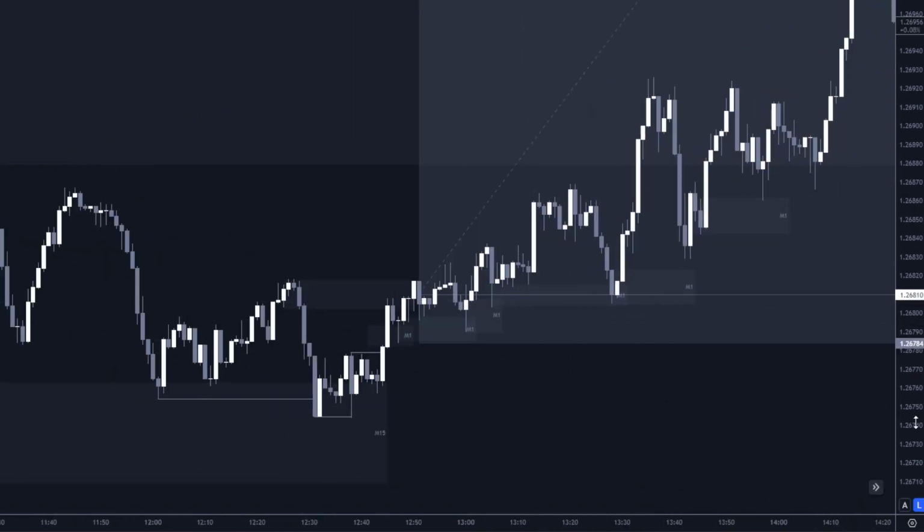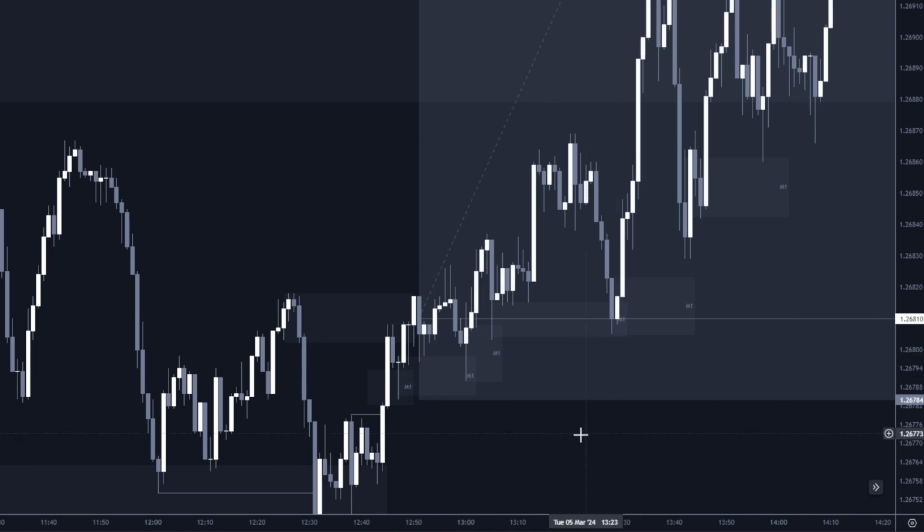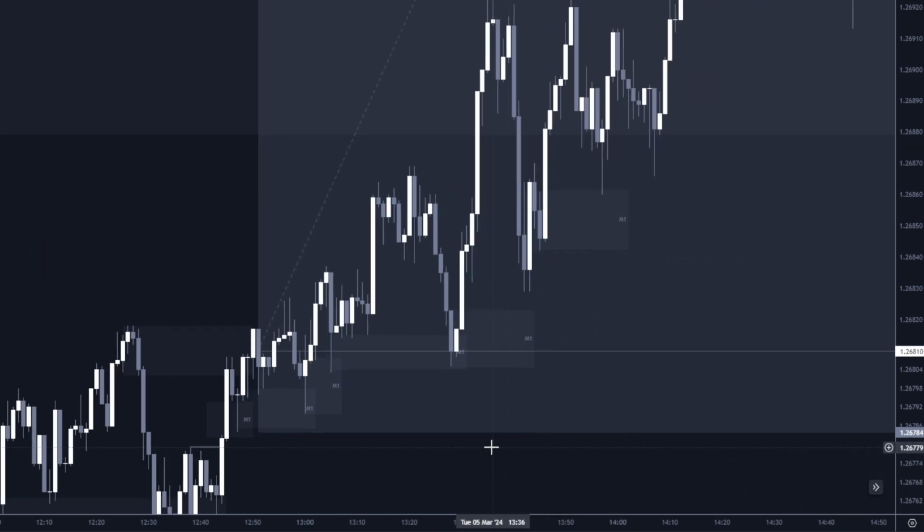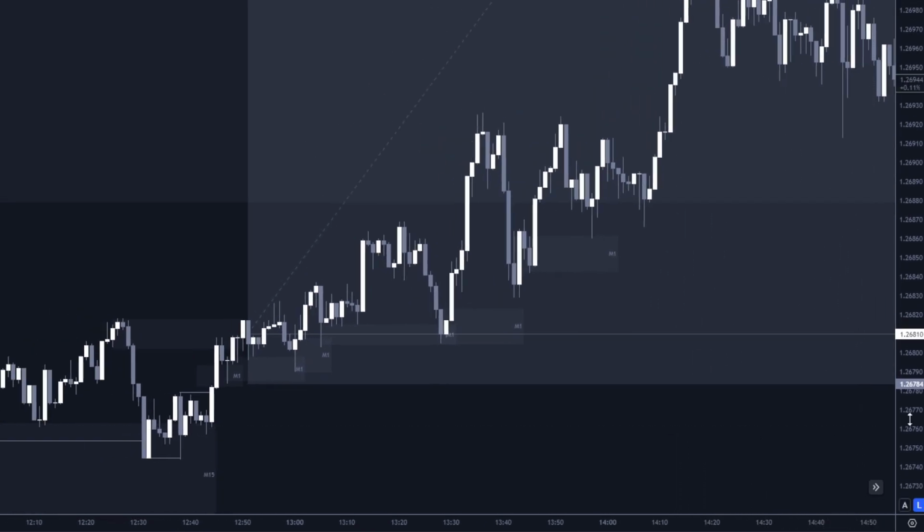Now, even if you didn't get that entry, there's multiple entries here. Nice demand chain again. An entry here, an entry. Well, maybe not so there, but here. So the entries are there. You just have to go and find them. This one was a very textbook setup.